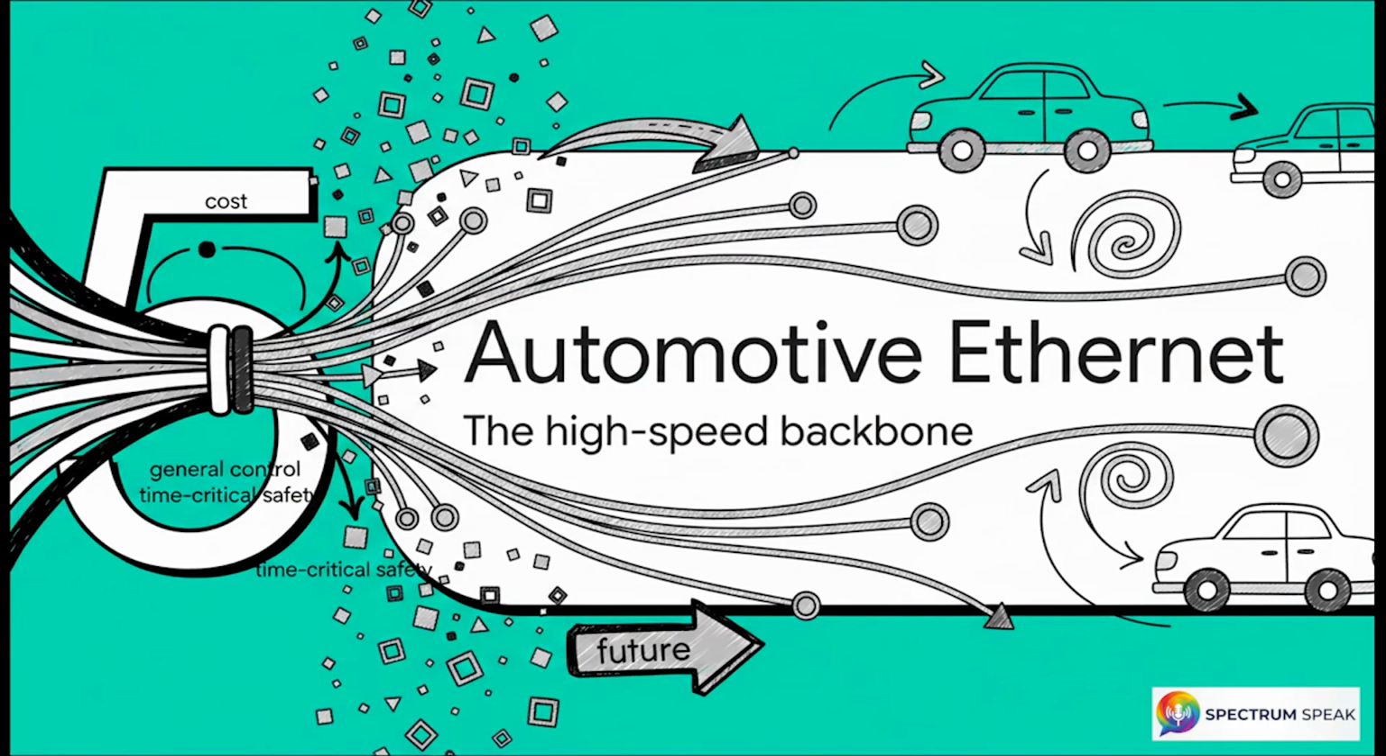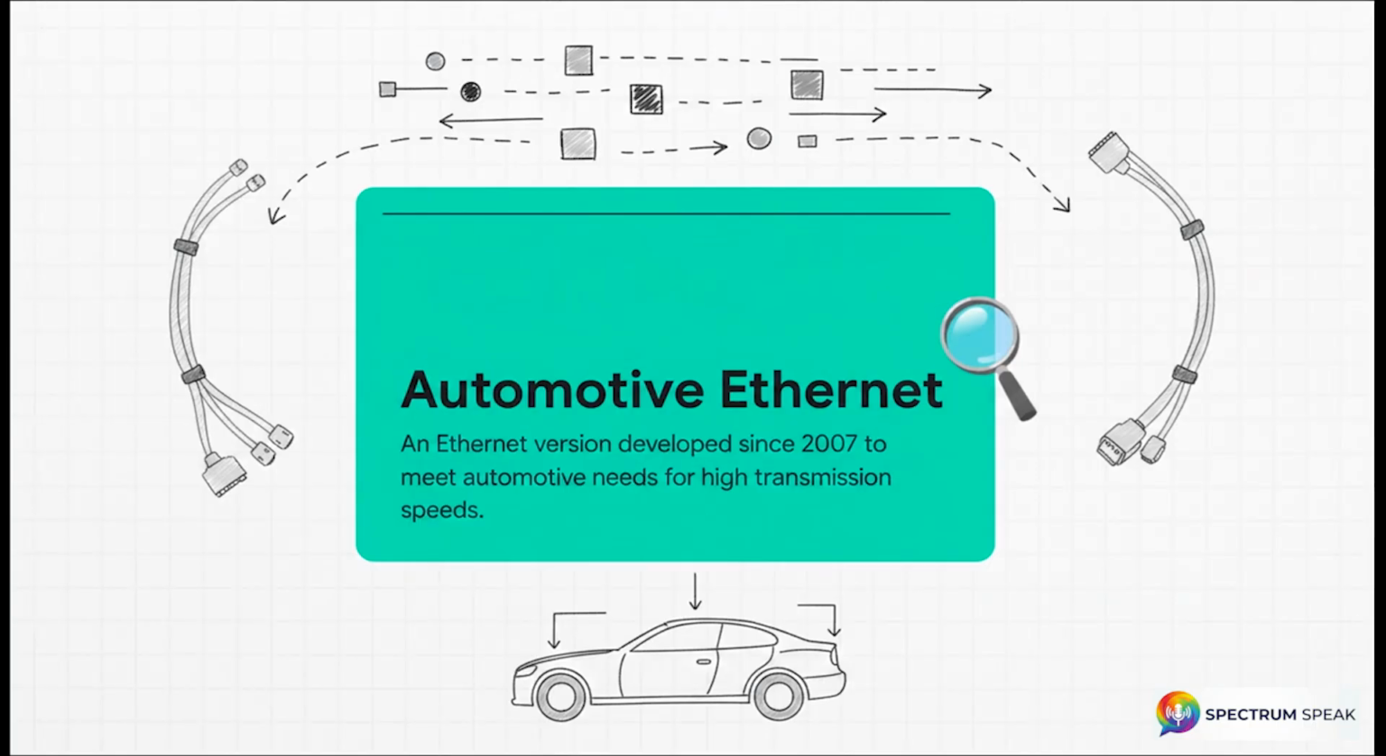Okay, so we've got networks for cost, for general control, and for time-critical safety. What's left? Data. Just massive, overwhelming amounts of data. And for that, we have to turn to the future, which is automotive Ethernet. Now hold on, this is not the same Ethernet cable you plug into your router at home. That standard Ethernet was way too expensive and honestly just not tough enough for the harsh environment of a car. So starting around 2007, a specialized version was developed to be lightweight, super robust, and capable of handling the enormous data speeds that modern features demand.